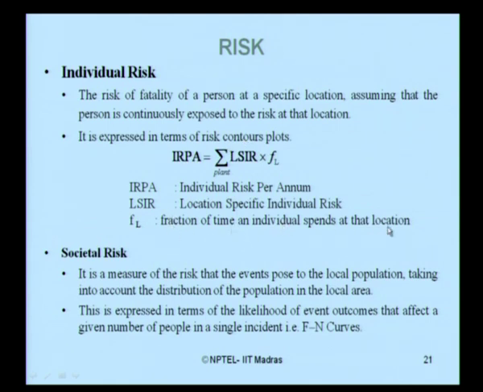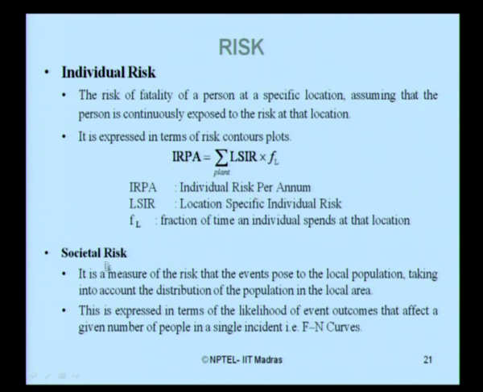For example, your plant has different locations A, B, C, D, E. An employee, in a working day of 8 hours, may spend 4 hours in location A and about 30 minutes in location E. So, each location has a fraction of time he spends in that location. I multiply that with the location specific individual risk available at that location, and I do this for the whole plant. I get what is called individual risk per annum.